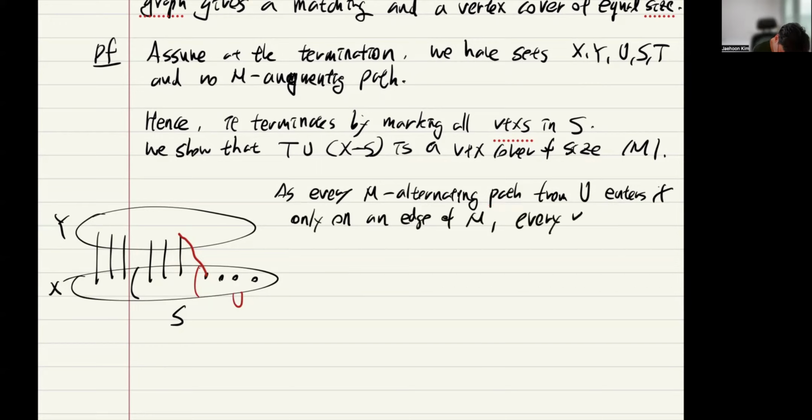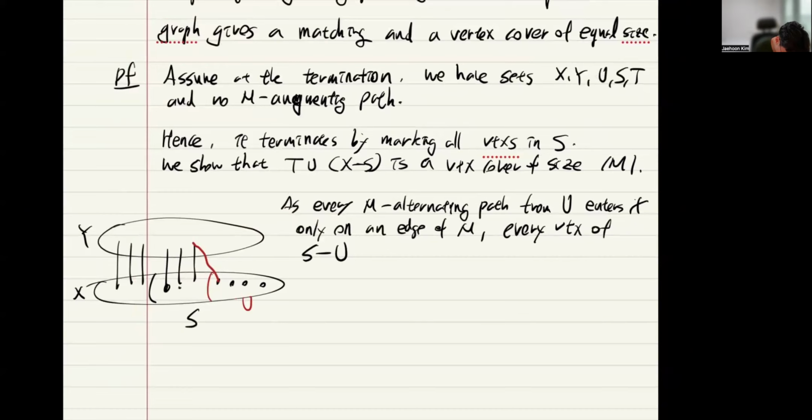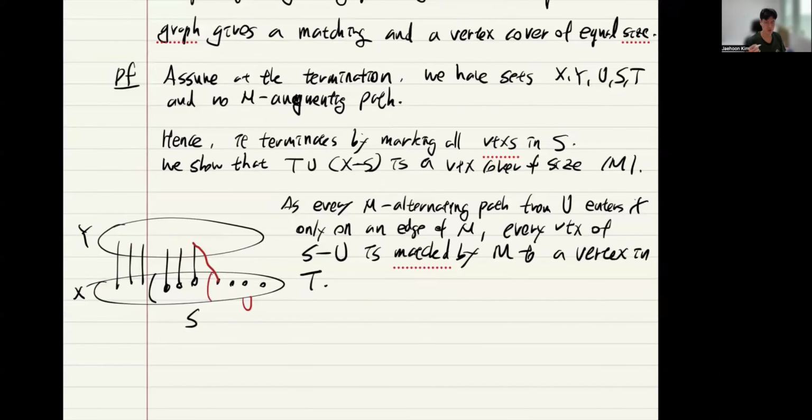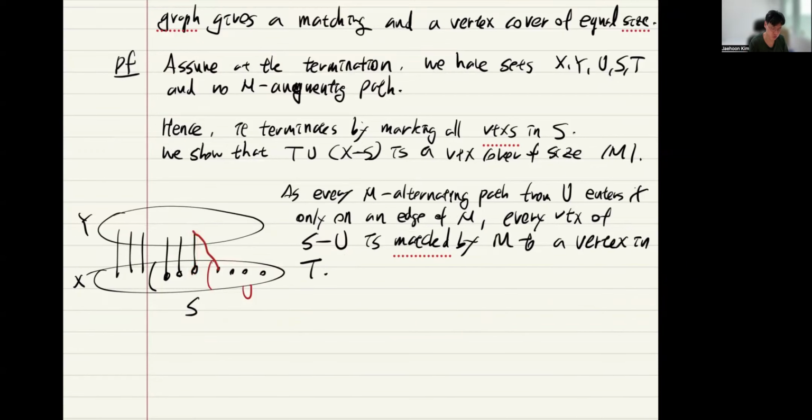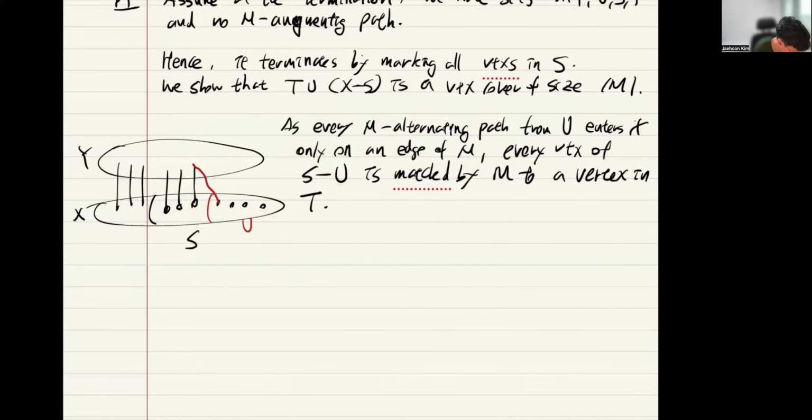We know that every vertex of S minus U, the vertices in here, is matched by M to a vertex in T. So these vertices are in T, right? Once we have a vertex in T, its counterpart is added to S. So all the added vertices in S, which are not in U, are actually matched with a vertex in T.